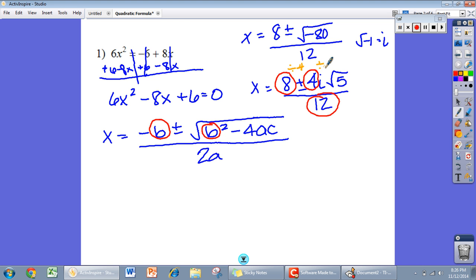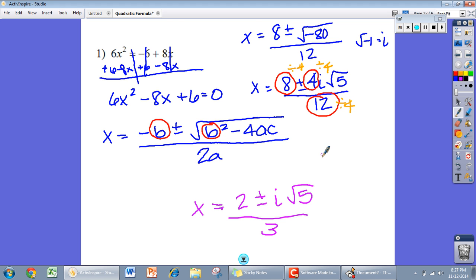So the 8's going to get divided by 4, the 4 will get divided by 4, and this 12 will get divided by 4. So let's go ahead and write our final answer. X equals 8 divided by 4 is 2. 4 divided by 4 is 1, or 1i, or just i, square root of 5, and 12 divided by 4 is 3.